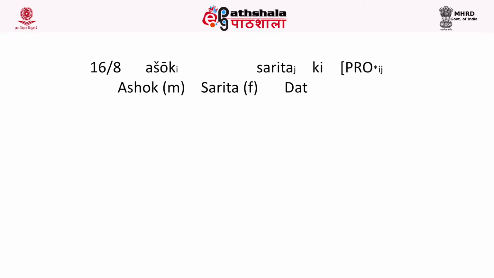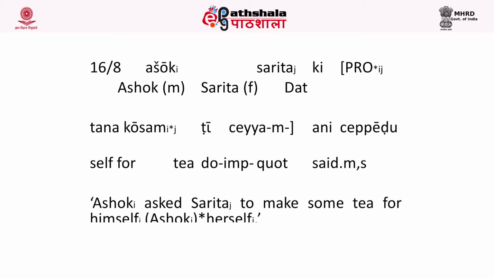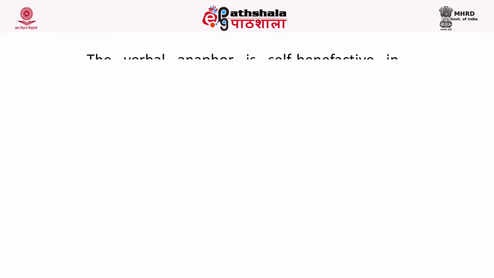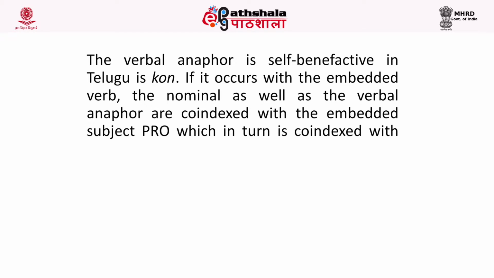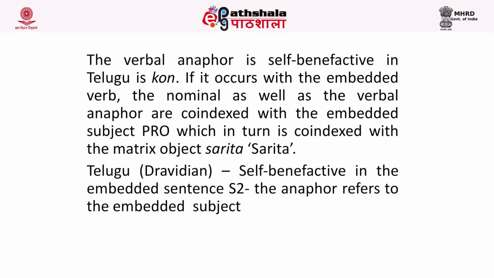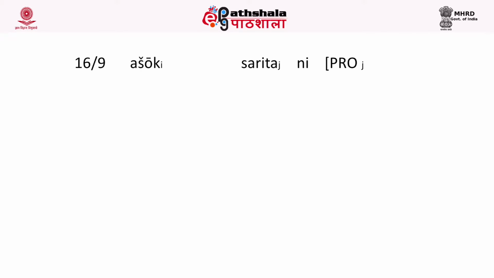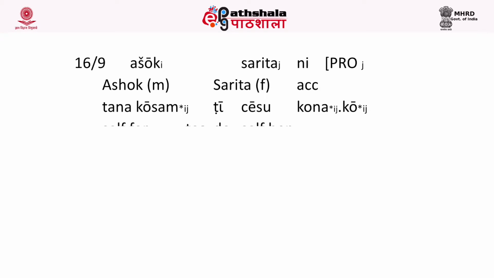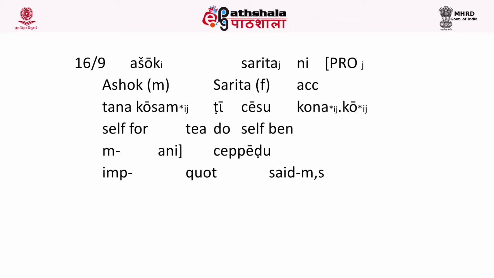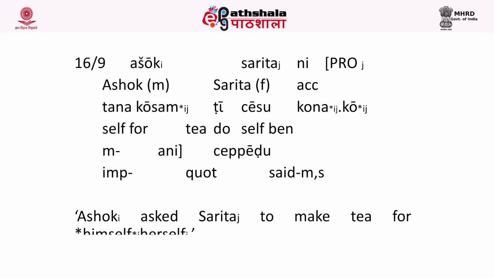Let's come to sentence number 16.8 from Telugu, a Dravidian language. Ashok Saritani tana kosam tea cheyamani cheppedu. Ashok masculine, Sarita feminine, ni accusative, and since the embedded verb is non-finite, you have a big pro coming there. Saritani tana kosam tea cheyamani, self for tea cheyamani, do imperative, ani cheppedu. Ashok asked Sarita to make some tea, where you have an embedded verb cheyamani, which is do imperative, and you have a quotative. Ashok asked Sarita to make some tea for himself.